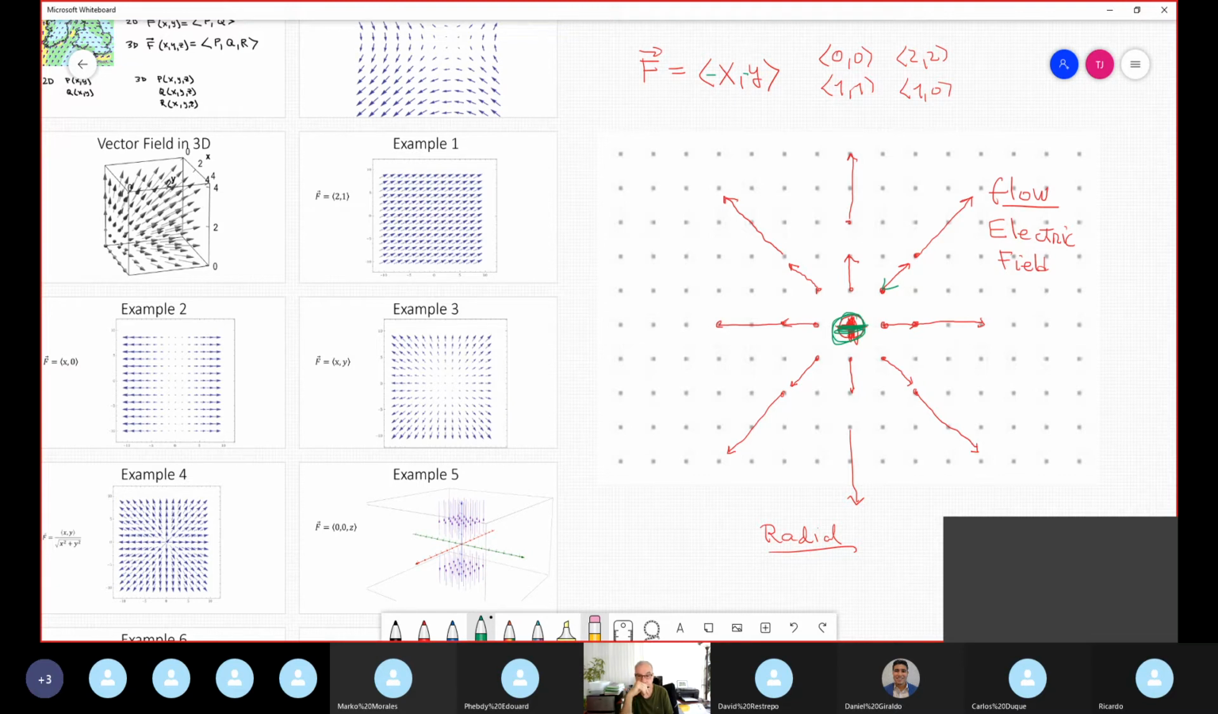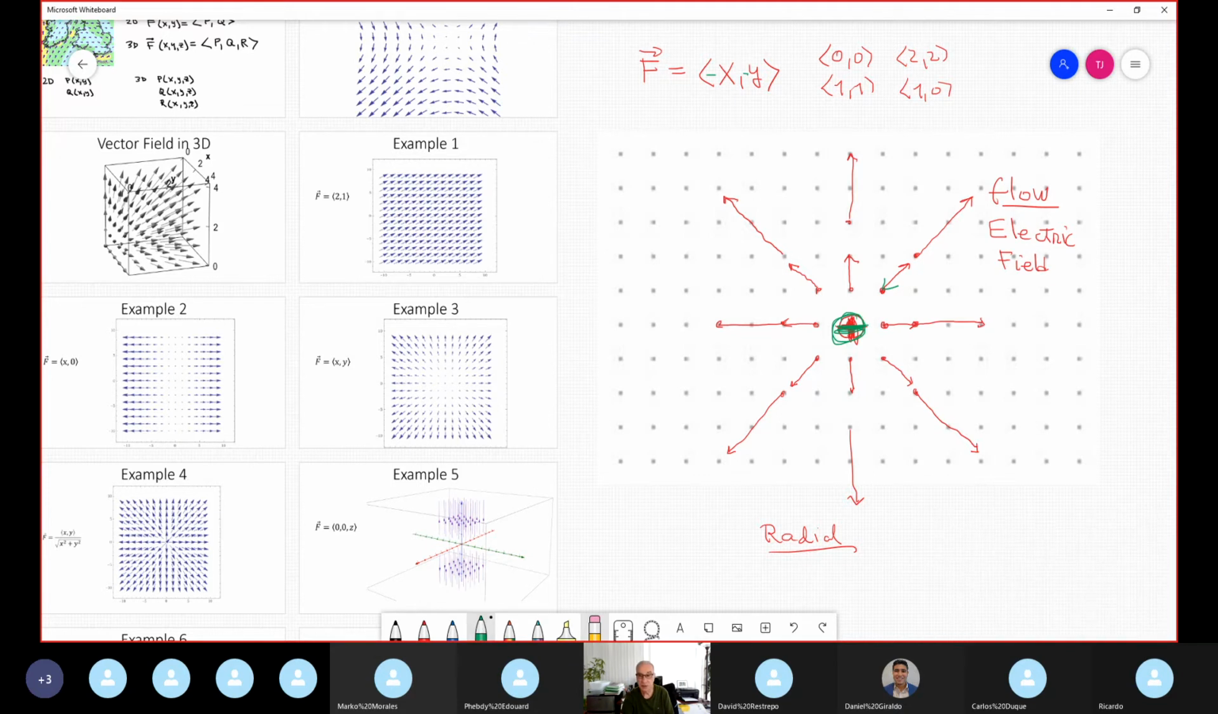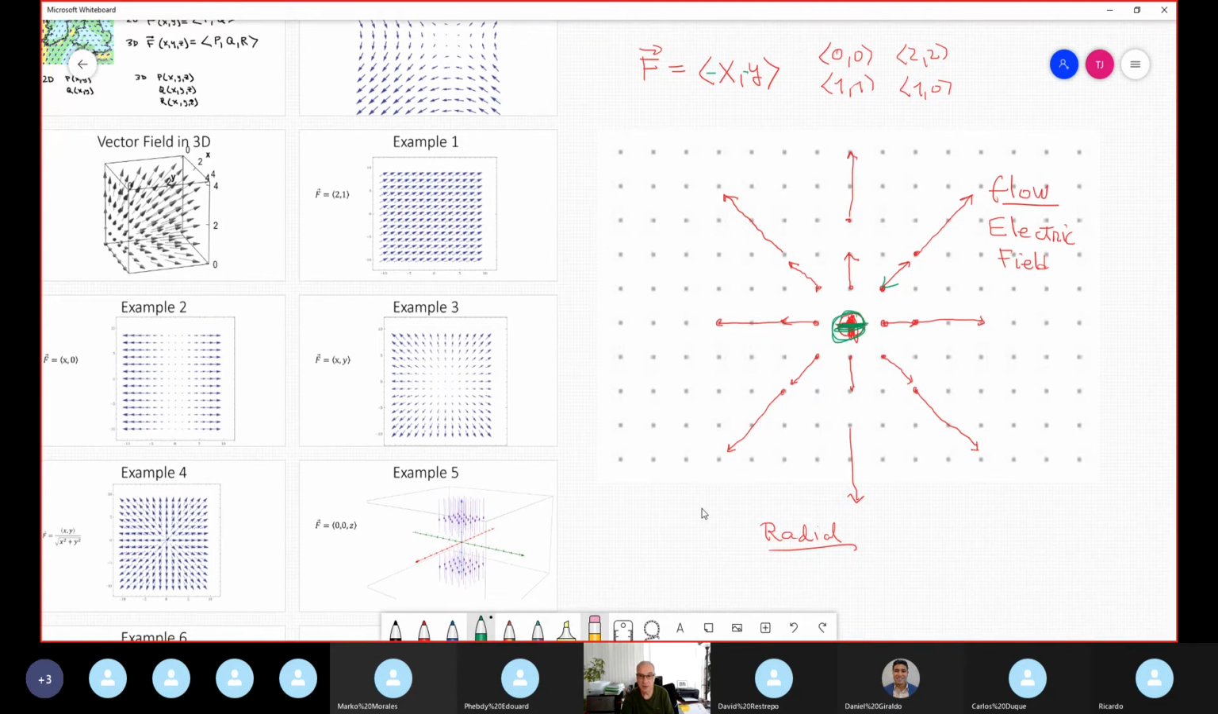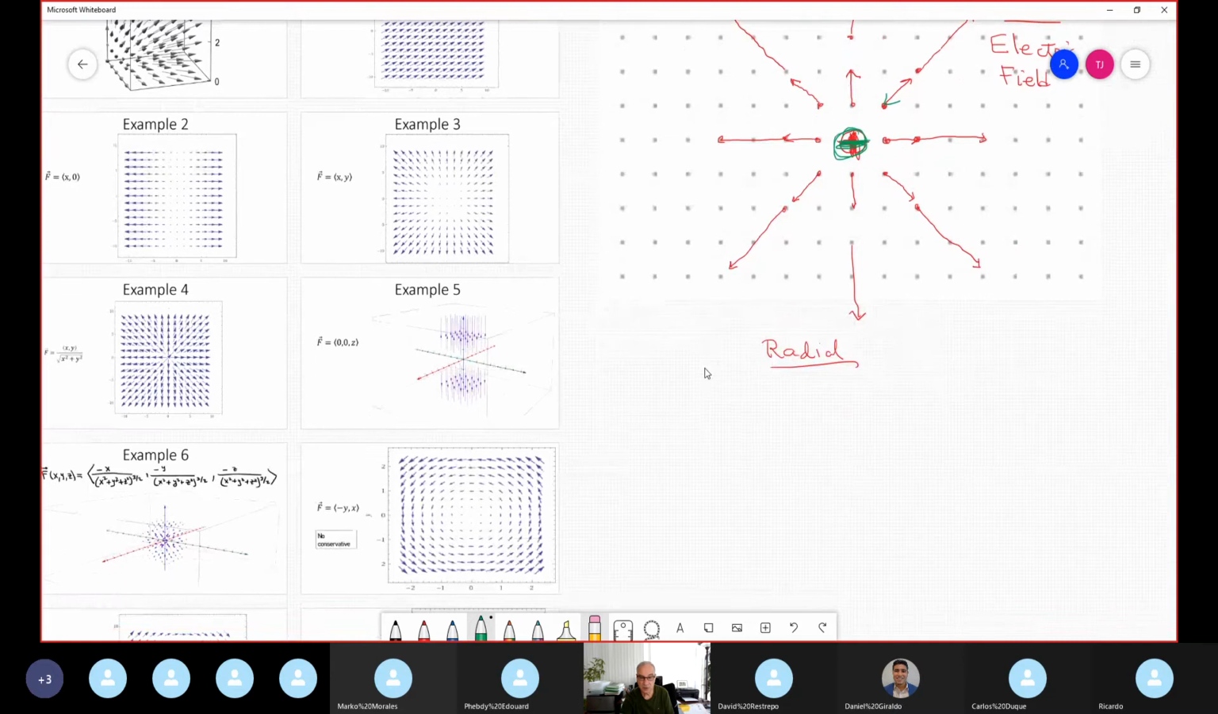Suppose now, can we come back again to the same vector field, que es radial. Okay, the original, when the charge is positive, not negative. Okay, que es x, y. I like this example because it's important to understand the idea for the vector field.